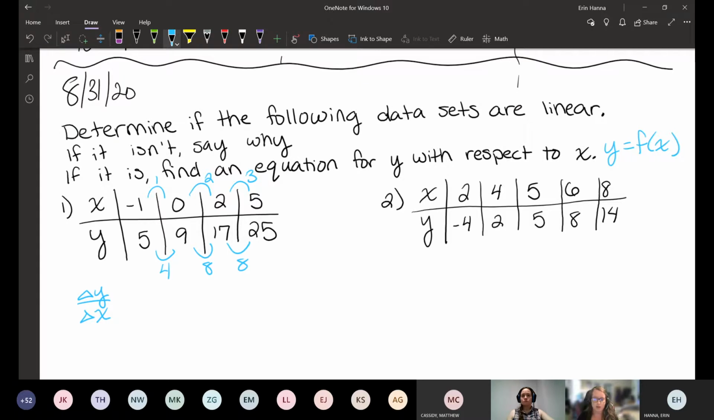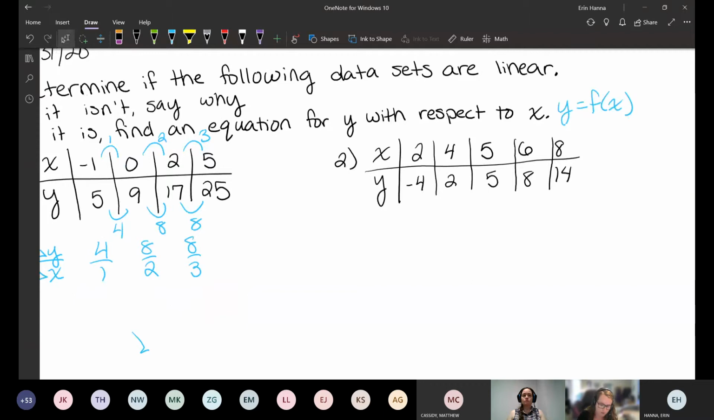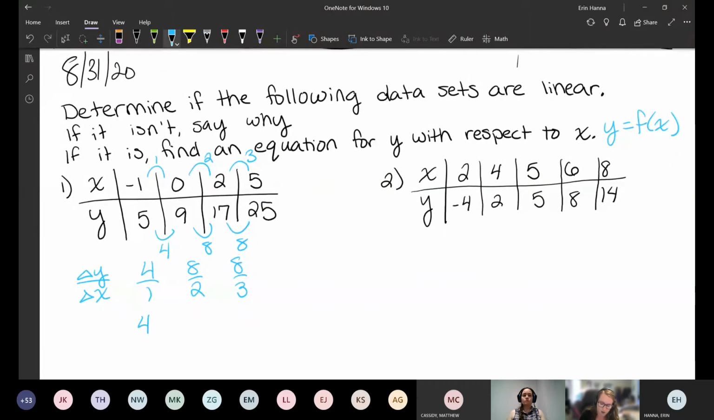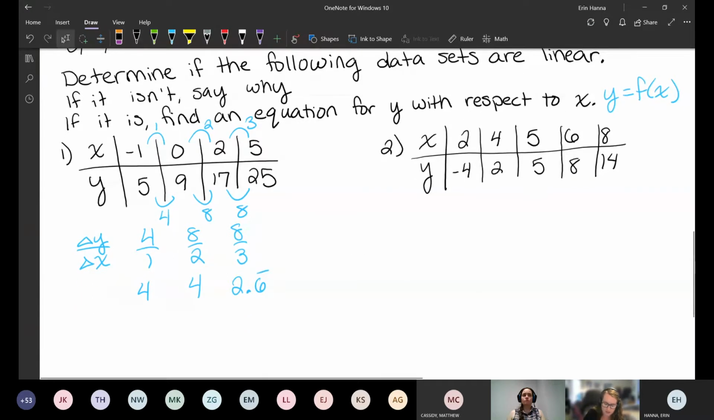Great. So our change in y over change in x, the change in y, is 4 over 1 in the first case, 8 over 2 in the second case, and 8 over 3 in the third case. Of course, those first two cases both reduce to 4, but the third reduces to 2.6 repeating. Obviously, 4 equals 4, but 4 does not equal 2.6 repeating. So since those slopes are not constant, this is not linear.